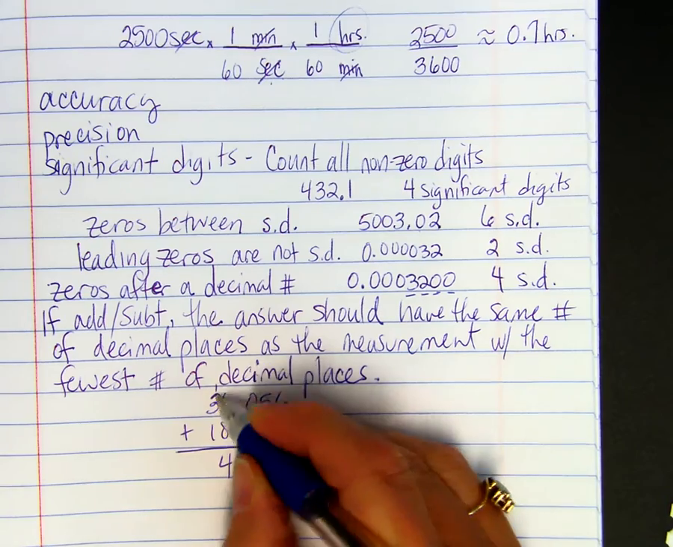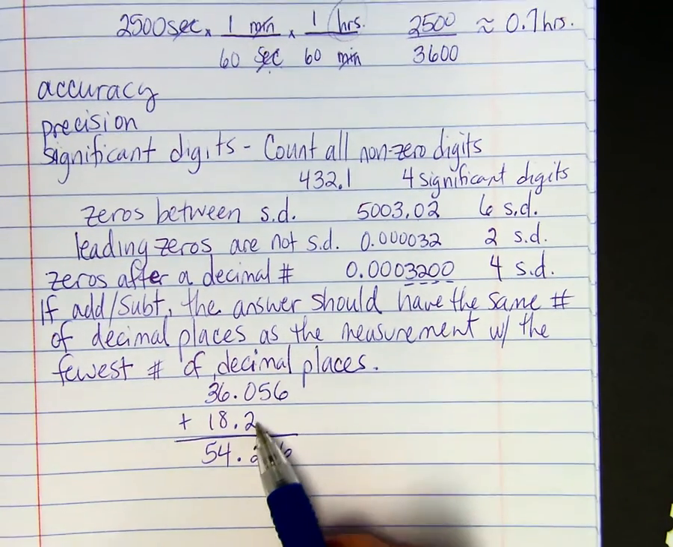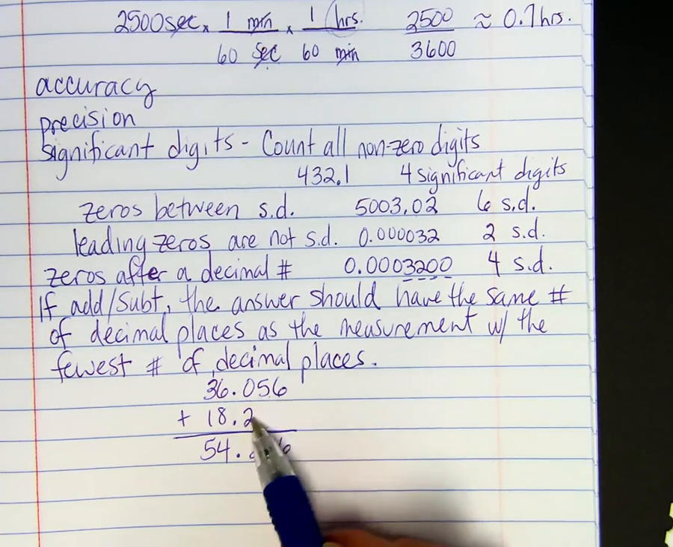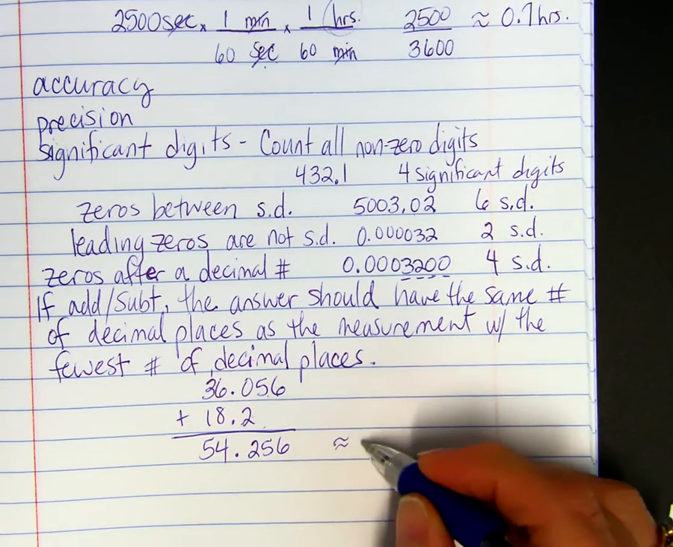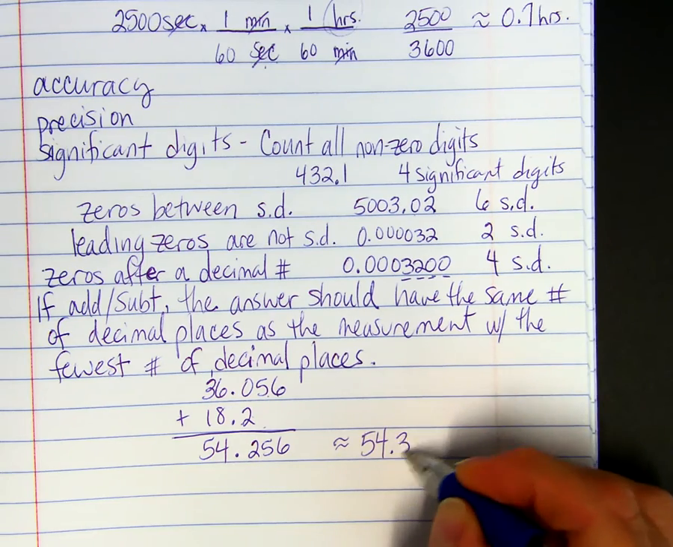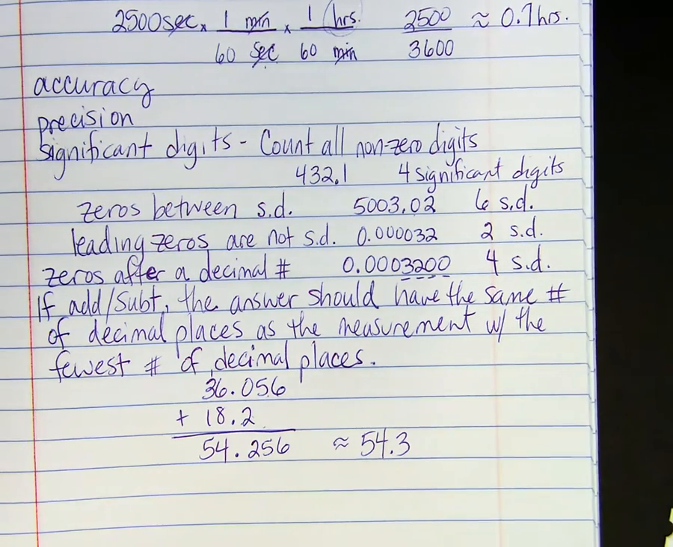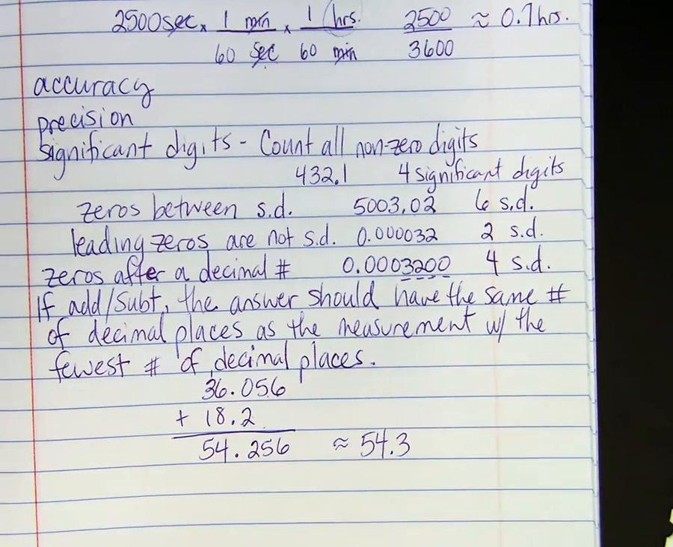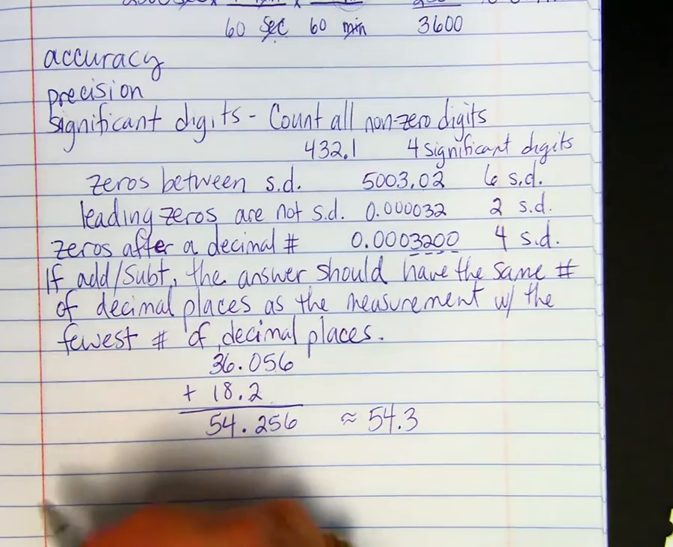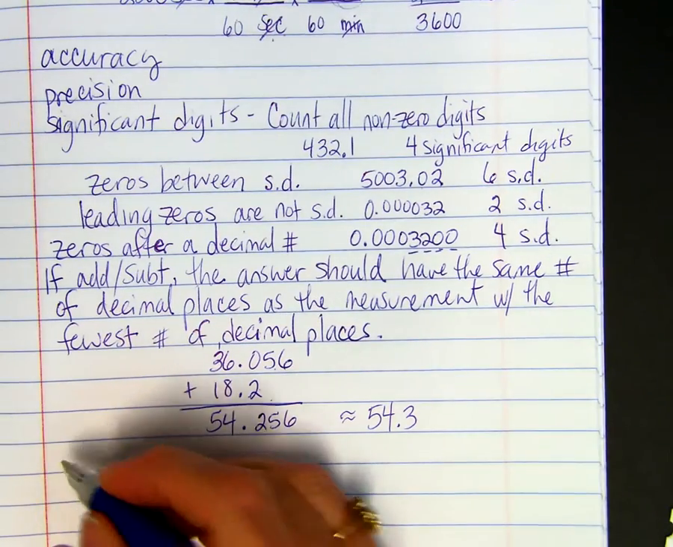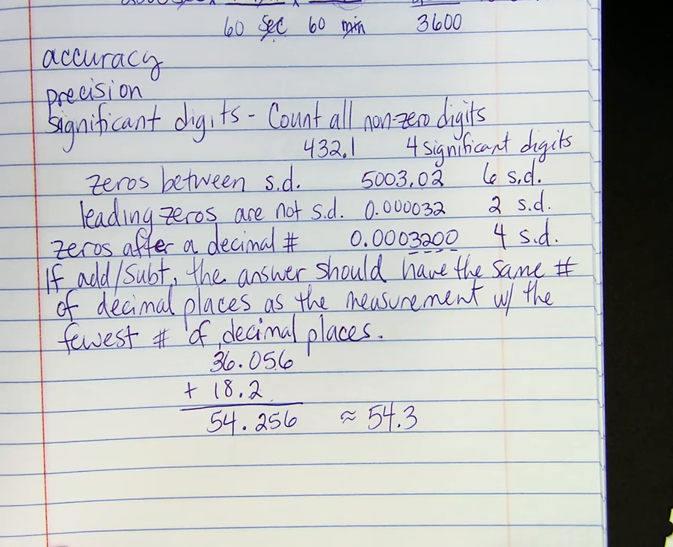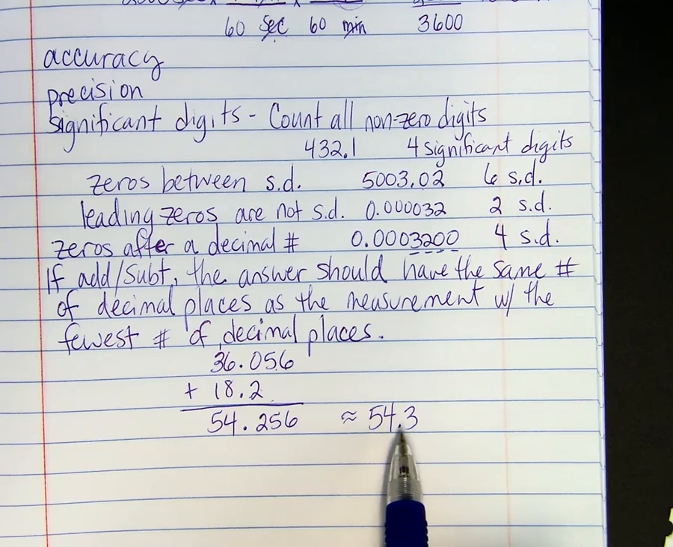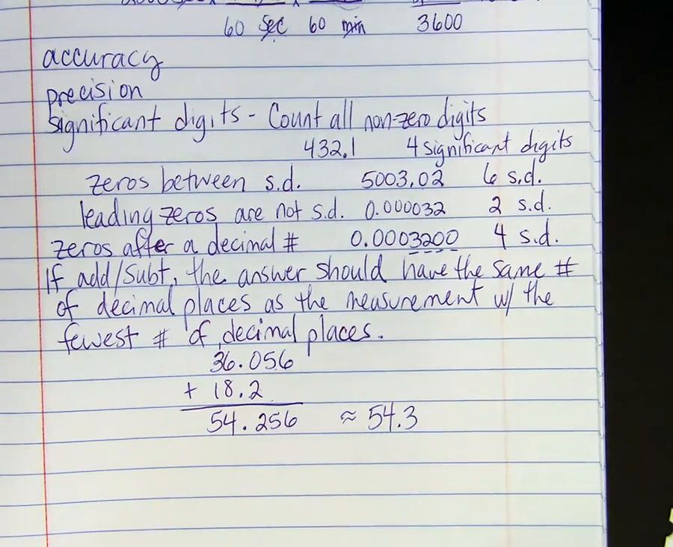Wait, sorry, say that one more time. So the fewest decimal places is 1. This one has 3 places, this has 1. So your answer should have 1 decimal place. So we're just going to put it to 54.3. But that's rounding. That's the rule to rounding. Okay, so the smallest amount of decimal places should be how many you have in your answer. Yes, that's if you're adding or subtracting. So you're essentially just telling you to round.